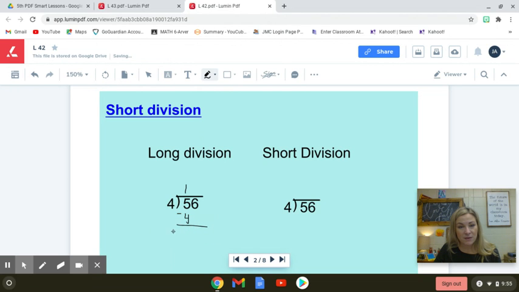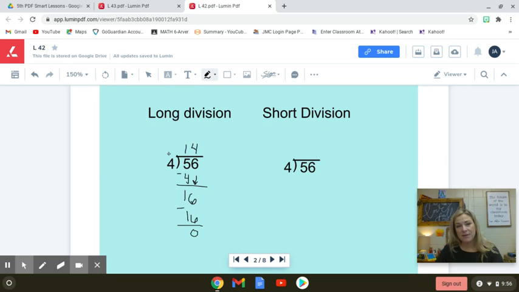5 minus 4 is 1. We still have a space left here, so we're going to bring down our 6. Can 4 go into 16? Yes. 4 times 4 is 16. And we end up with 0. I'm kind of off the screen there. We end up with 0. Our answer is 14. Okay?